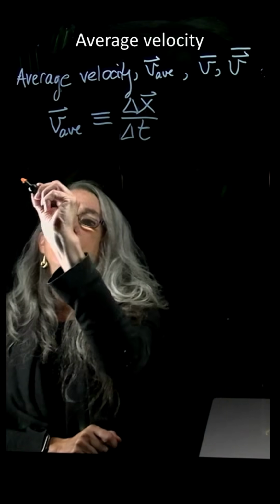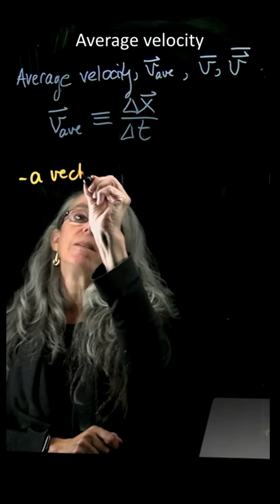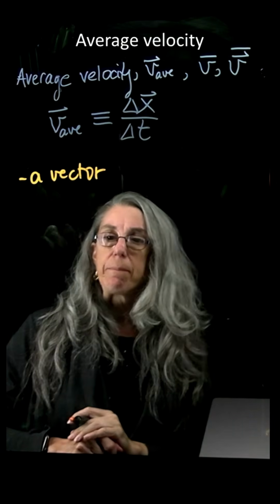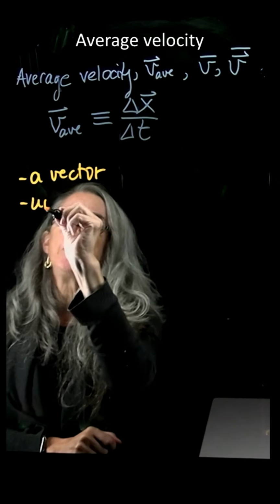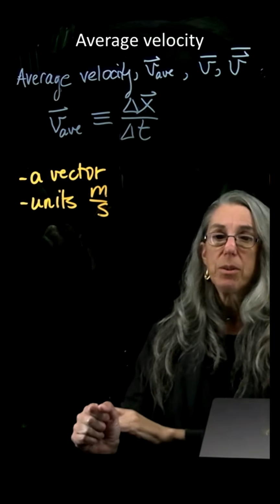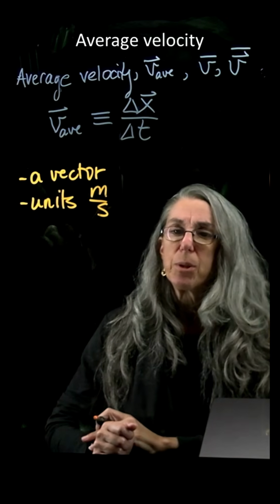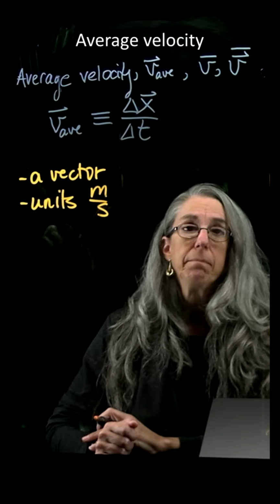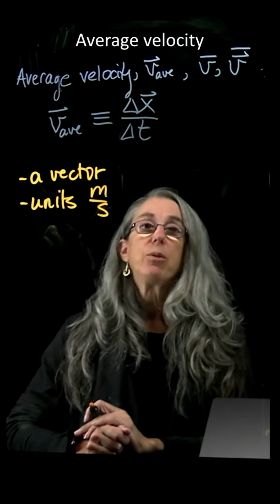It is a vector because position is a vector. And so when you're taking a vector and dividing by a scalar, you just get back a vector. And it has units of meters per second in the standard MKS system. So it's a vector and it has units of meters per second. Vector, of course, means that the direction will matter. We can do several quick examples.